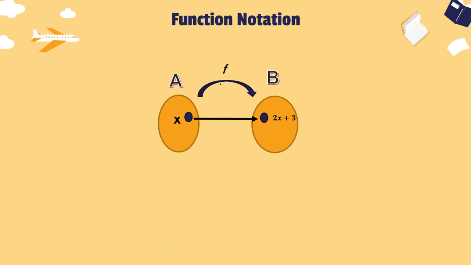And now, look at this arrow diagram. This arrow diagram shows that f function maps x to 2x plus 3, with f maps x to 2x plus 3. The meaning of this form is, if we do a substitution of x into the f function, then we get 2x plus 3.